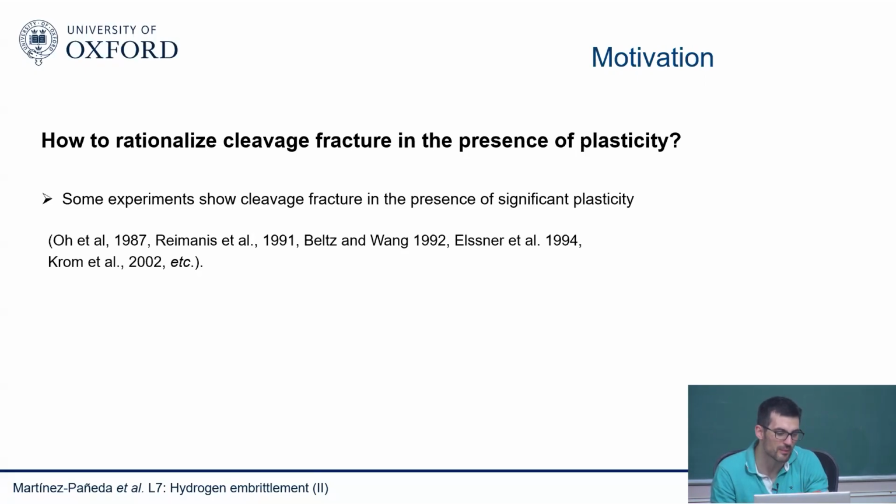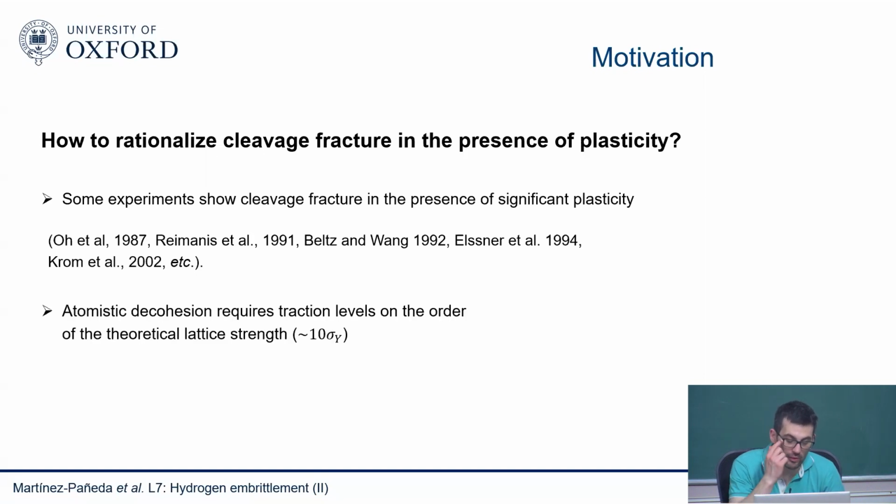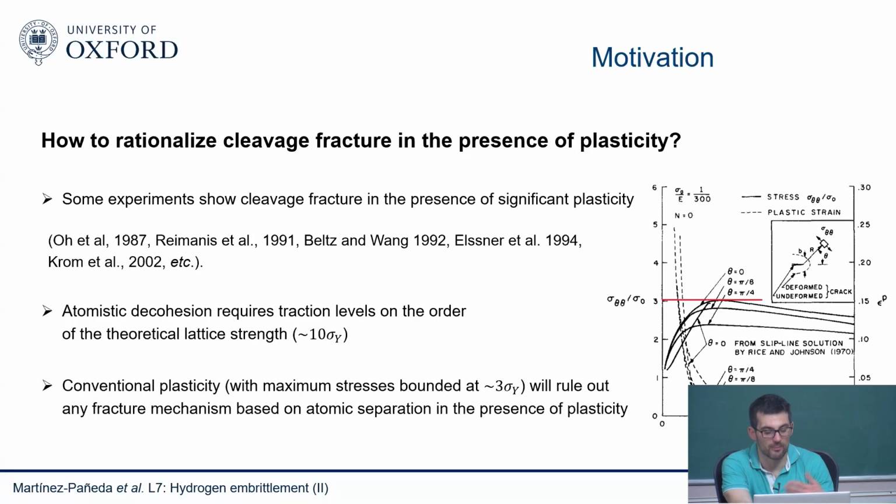All these experiments have something funny about them. They're not typical experiments. If you do a typical experiment on a metal in air, you get a ductile fracture process. So there's something happening there. And the reason we don't understand it is that atomic decohesion requires traction-level stresses on the order of the theoretical lattice strength, so around 10 times the yield stress. And we know that in conventional plasticity, if you take von Mises plasticity, for example, the stresses are bounded at around 3 times the yield stress. It depends a little bit on the hardening.